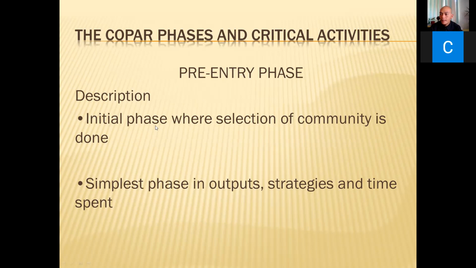Okay. So pre-entry phase. What is the pre-entry phase? Your initial phase where selection of community is done. So we are not yet going to a community. We are going to choose first. What community are we going to? What community are we going to target? What community are we going to help? Simplest phase in outputs, strategies, and time spent. Okay, so basically, this is the initial phase before any activity. Now that we know what COPAR is, we are going to think, where are we going to implement our COPAR? And this is the pre-entry phase.